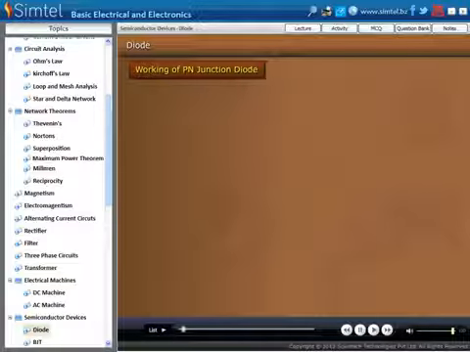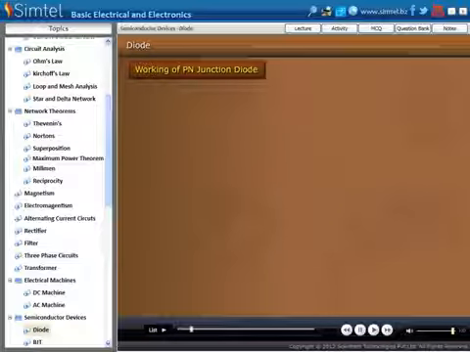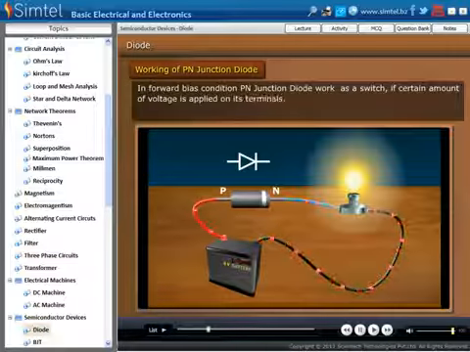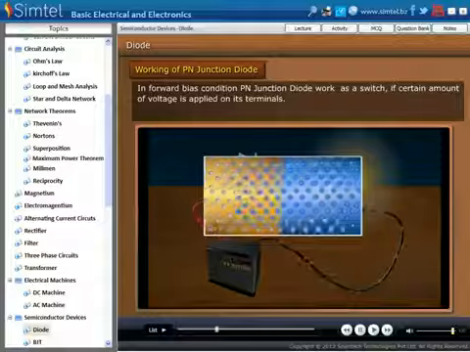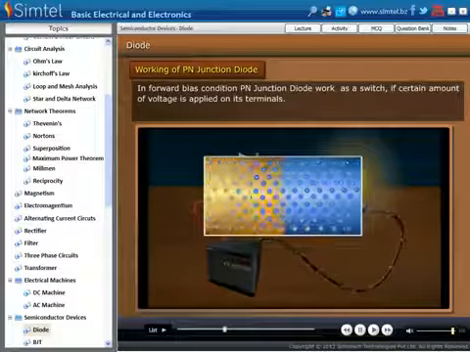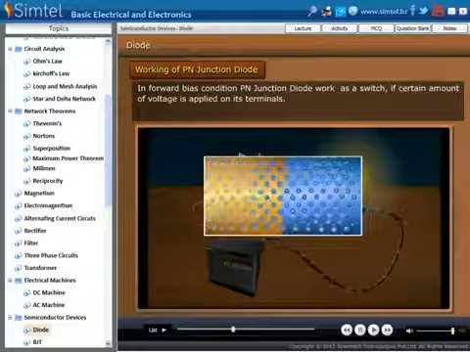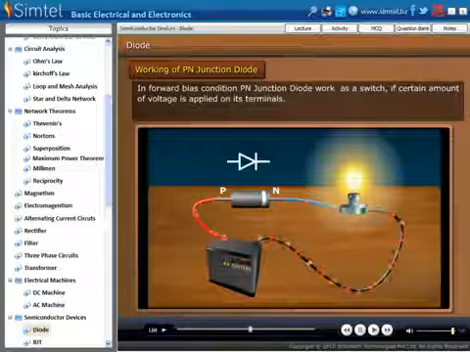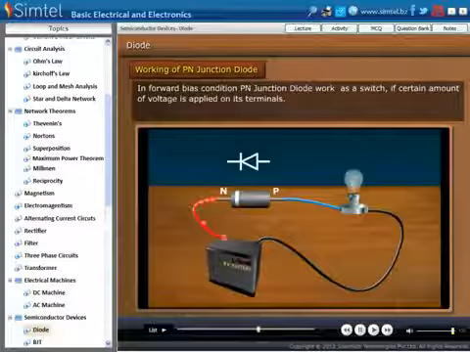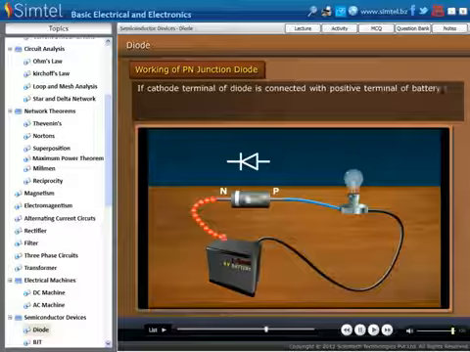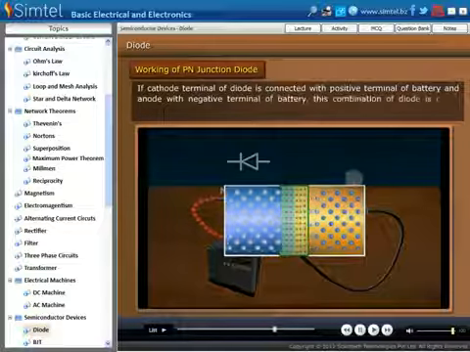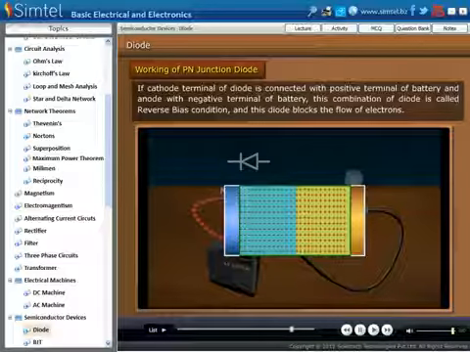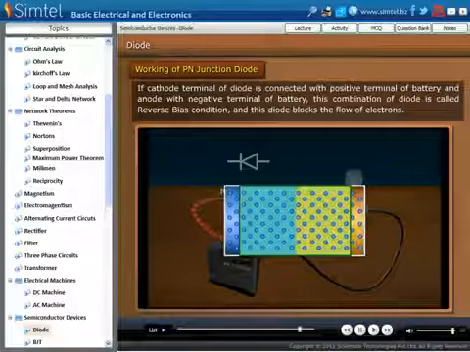Here, we show the working of PN junction diode. If a diode is connected in a forward bias condition between a battery and a bulb, then in this configuration, the diode works as a closed switch, and current flows from the battery to the bulb. Due to this, the bulb glows. But, in reverse bias condition, the diode acts as an open switch, and it blocks the current flow from the battery to the bulb. In this condition, the bulb does not glow.